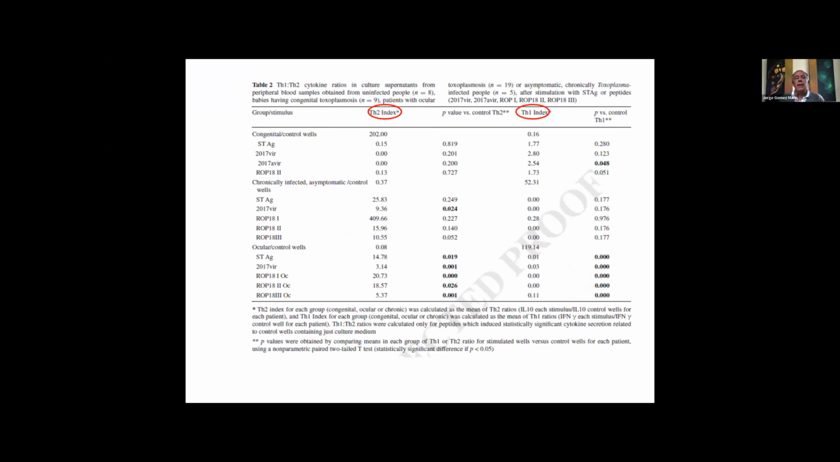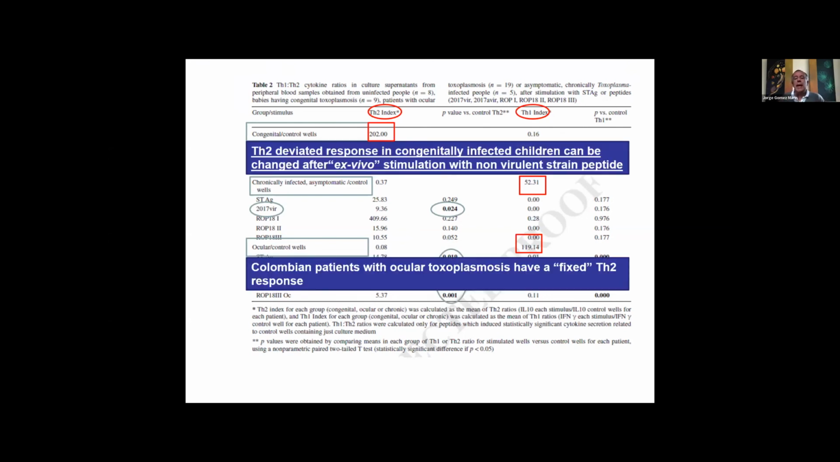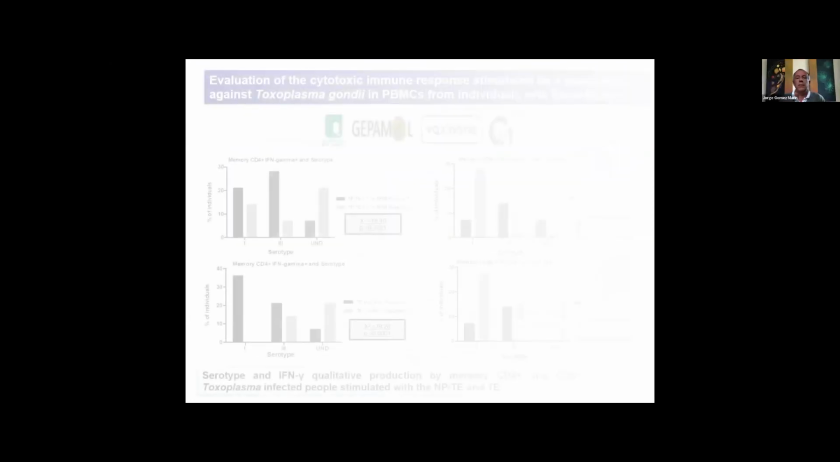And we can see here that for the children infected congenitally, we could change with specific peptides the immune response from a Th2 cytokine response to a Th1. But in the case of the ocular toxoplasmosis patient, it was not possible. So we need to go deeper, and the problem is that we now know we have many genetic polymorphisms associated to the susceptibility to ocular toxoplasmosis and to the recurrence, and we are now working to know how to change that deviated immune response. So that is promising for immunomodulation in the future.